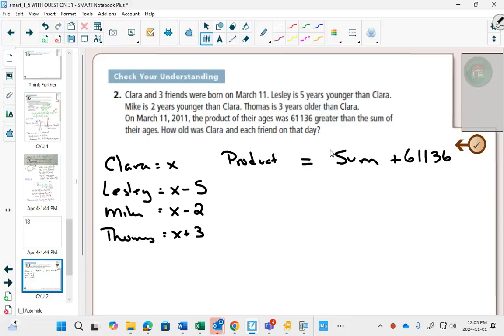the sum of their ages. The product of their ages is right here. This is the product of their ages. I'm just writing it out in words. This is their sum of their ages. I'm just writing it out in words. Now I'm going to write it out algebraically. How do you write a product? You multiply everything. This would be the product.